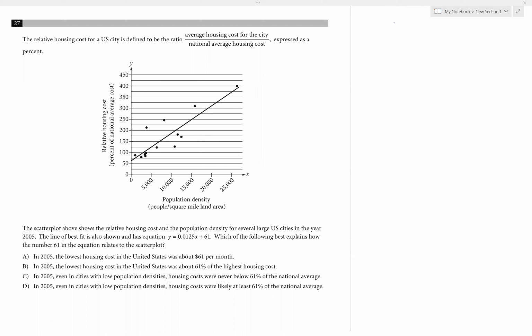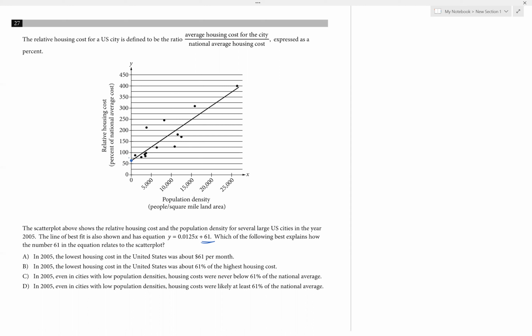Okay, so the number 61, if you look at this equation, what we have here is a linear equation. This is in the slope-intercept form, y equals mx plus b. And the 61 is right here, so that's the y-intercept. On the graph, it's going to be right there. See, that's about 60, 61-ish. So we're talking about this number, right?